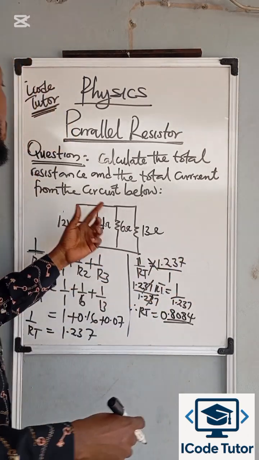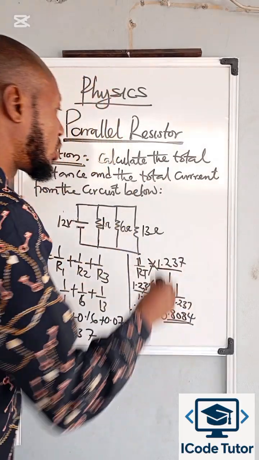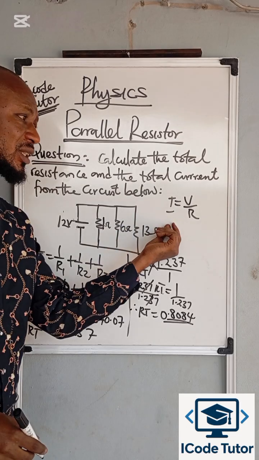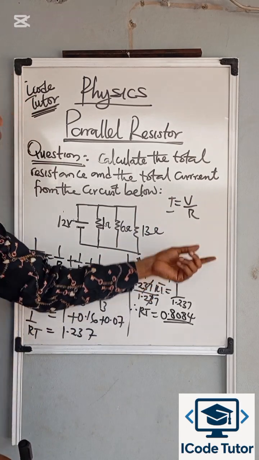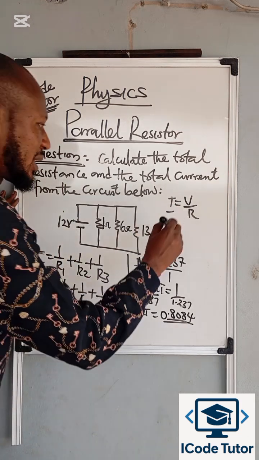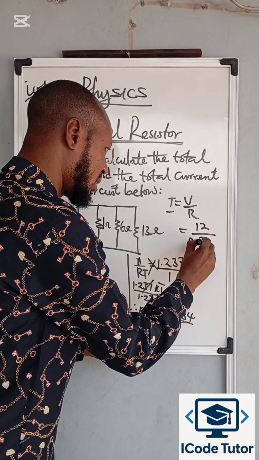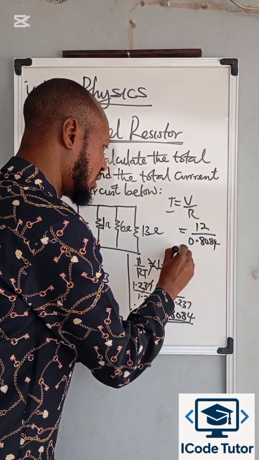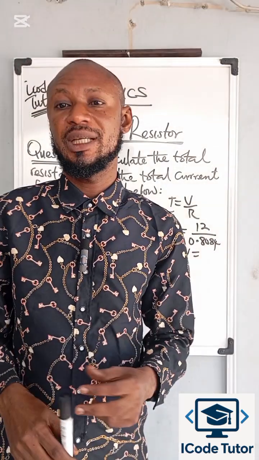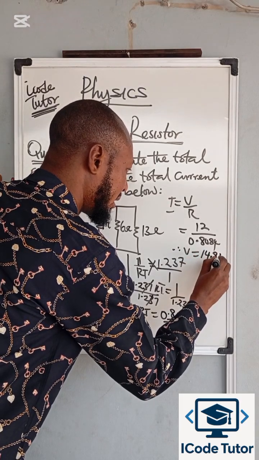Now, the question says further that we should calculate the total current from the circuit. From Ohm's law, as you all know, I equals V over R. That is, the current equals voltage over resistance. And don't forget that we have been given the voltage source here to be 12 volts. That means this will now be 12 divided by the total resistance here, which is 0.8084. Therefore, the current is 12 divided by 0.8084, which is 14.8 amperes.